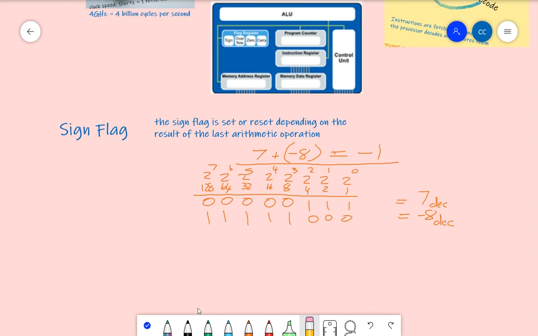Right, now I'm going to add these together because that's what the arithmetic logic unit would do. So 1 and 0 is 1, 1 and 0 is 1, 1 and 0 is 1, 1, 1, 1, 1 and 1. So this is minus 1.